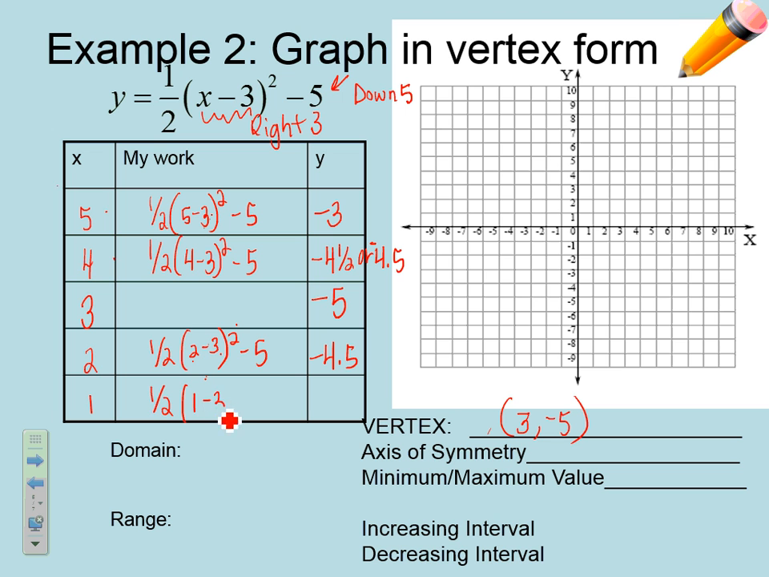Let's do the same thing for the last one. Negative 2 squared is 4. 4 times a half is 2. 2 minus 5 is negative 3. And then I can go ahead and graph this over here.